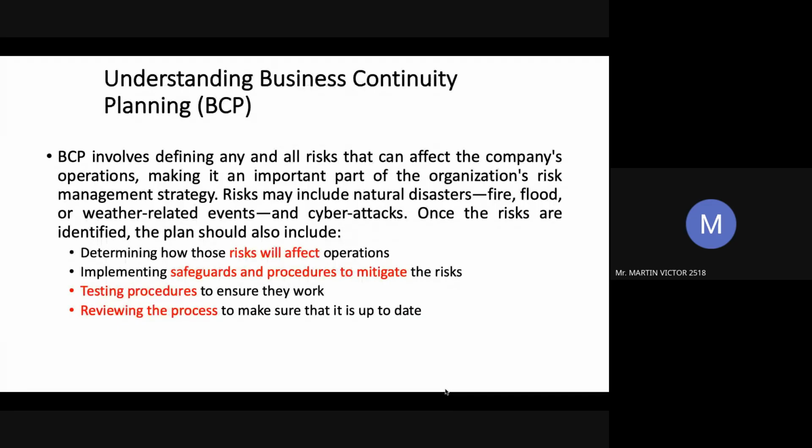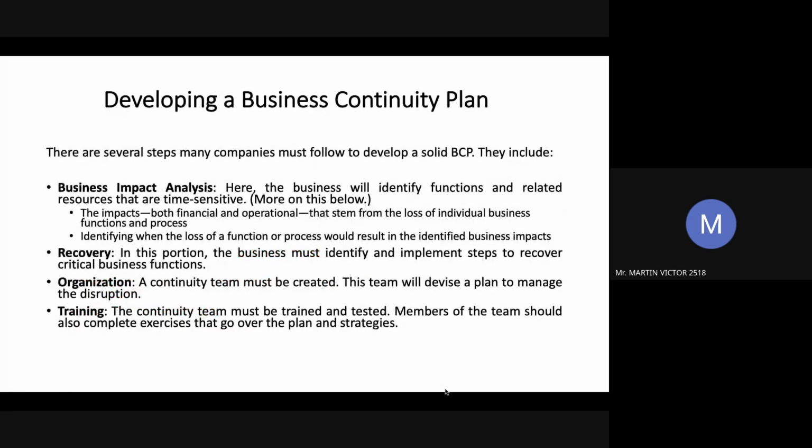They should have certain analysis. They should have some mock exercises to test whether this plan is working out. They have to make sure that this plan actually works well, correct? So if we are understanding all these, right, then we can have a professional business continuity plan.